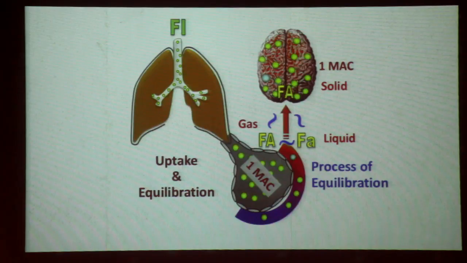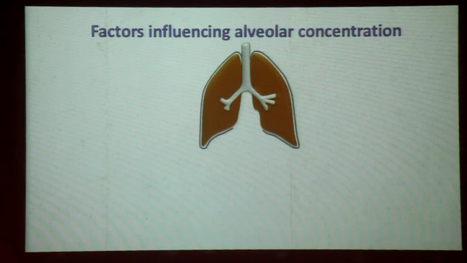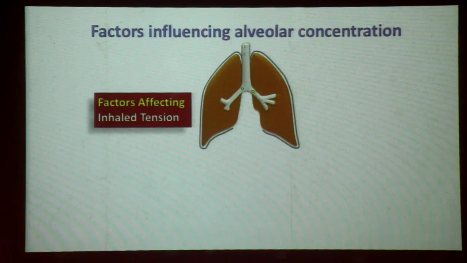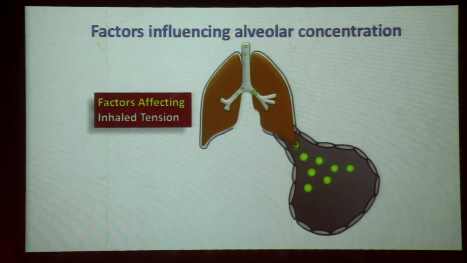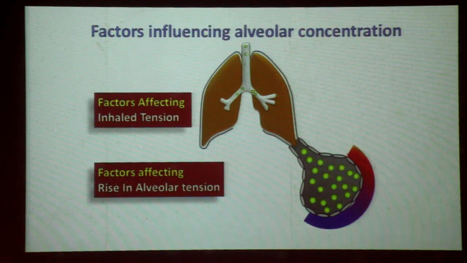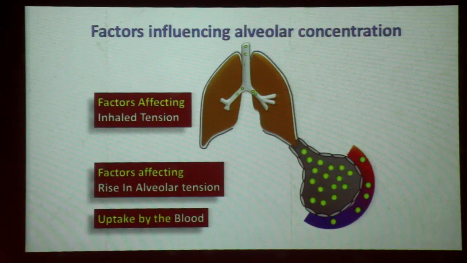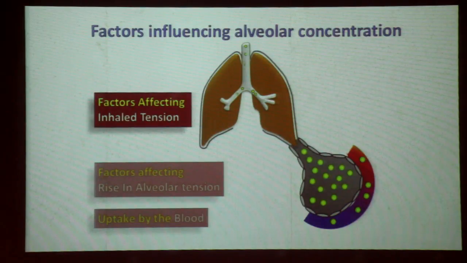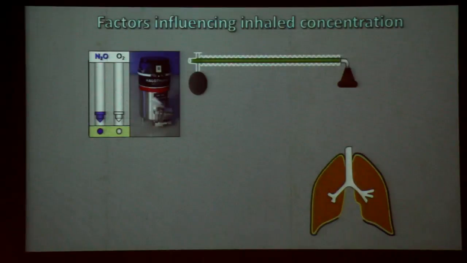Now what are the factors which influence your alveolar concentration? When we look at alveolar concentration, there are factors which can alter the inhaled portion, or the inhaled tension, of the agent. And secondly, there are factors that can affect the rise in alveolar tension and the uptake by blood. So there are 3 factors which are responsible: factors which affect the inhaled tension, factors which affect the rise in alveolar tension, and the uptake by blood. We'll deal with these factors one by one now. So first let's consider the factors affecting the inhaled tension.